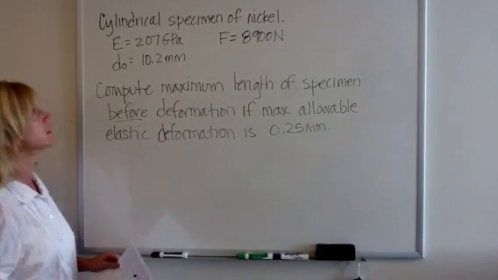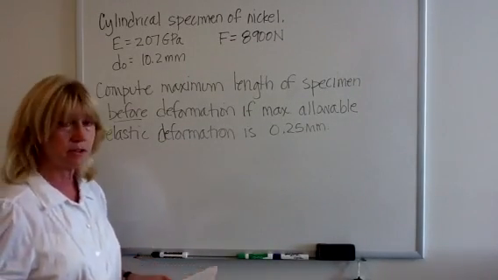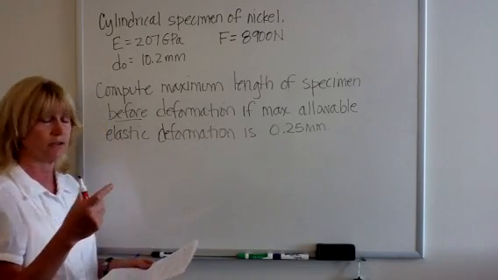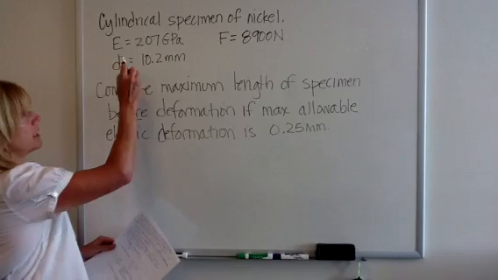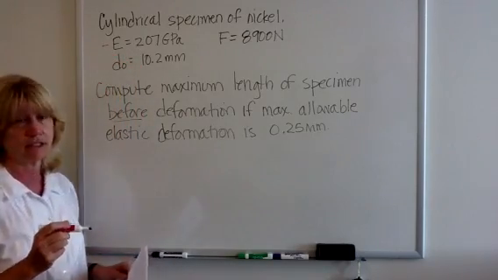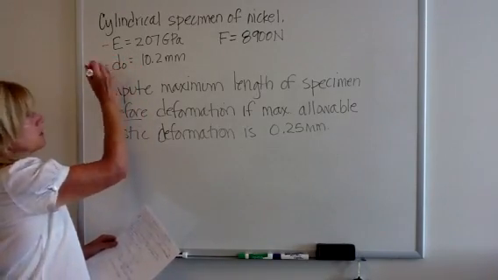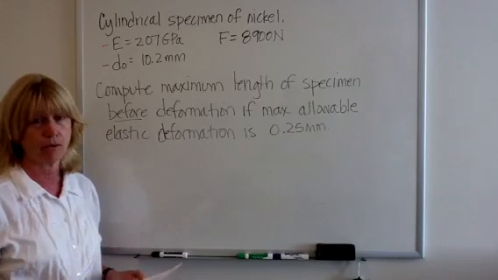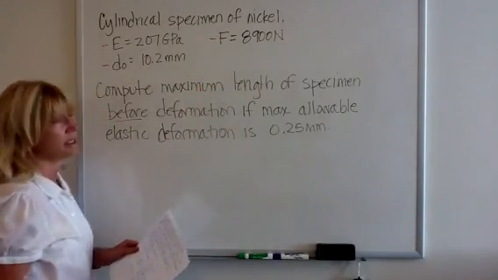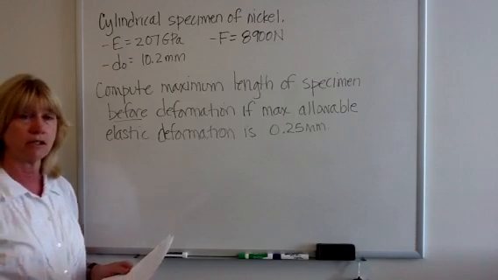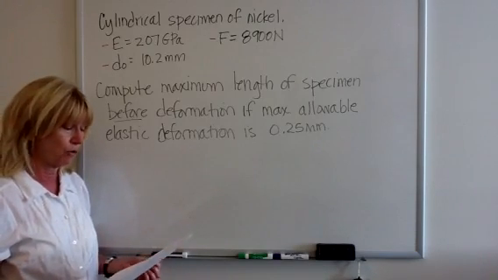Okay, so we've been given a cylindrical specimen of a nickel alloy. Imagine a regular tensile test specimen. We know that nickel has an elastic modulus of 207 gigapascals. We have measured the original diameter of the specimen at 10.2 millimeters. The load is 8,900 newtons, and we know that's going to be below the elastic limit. We've been told all of that.